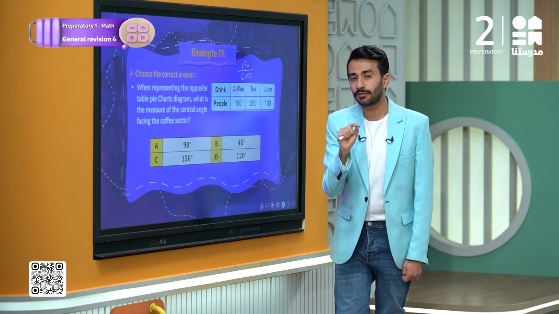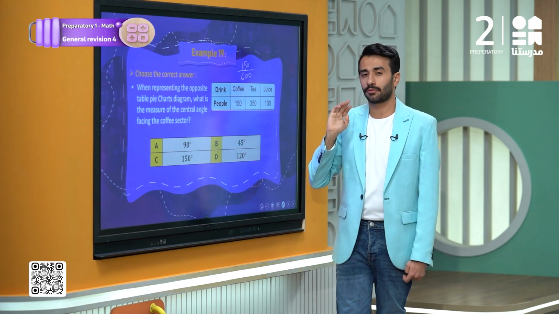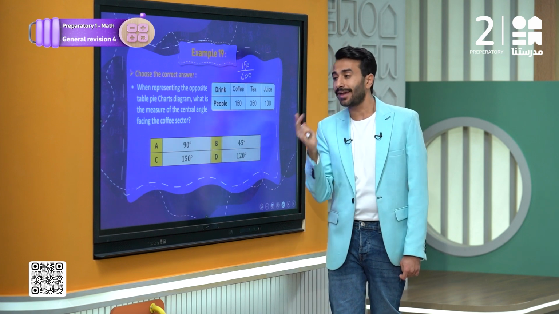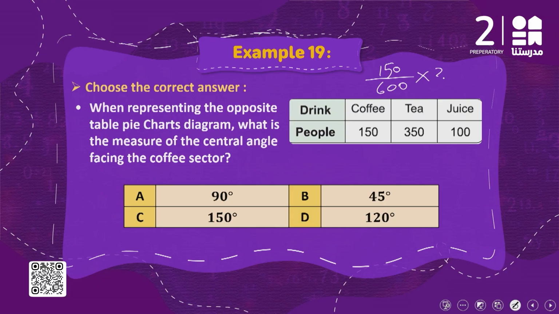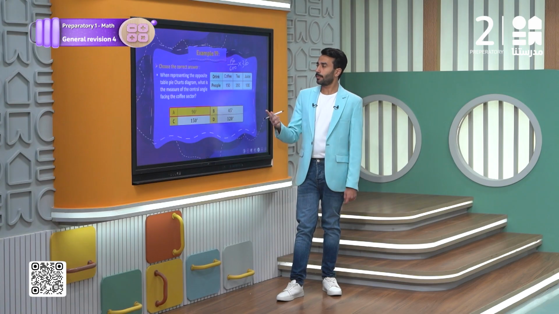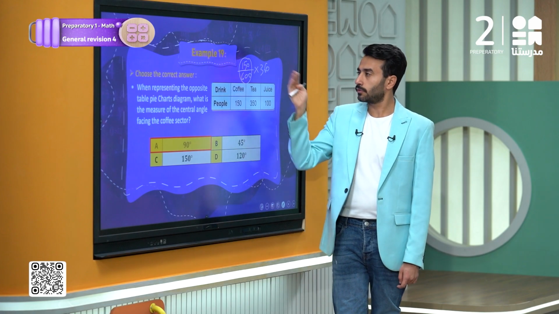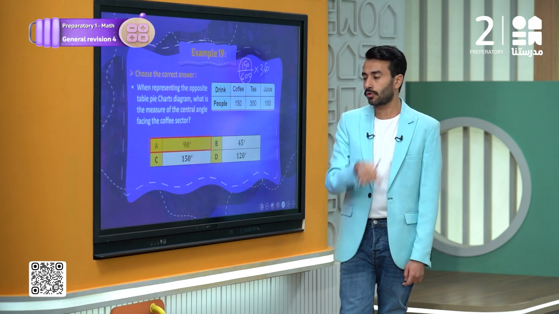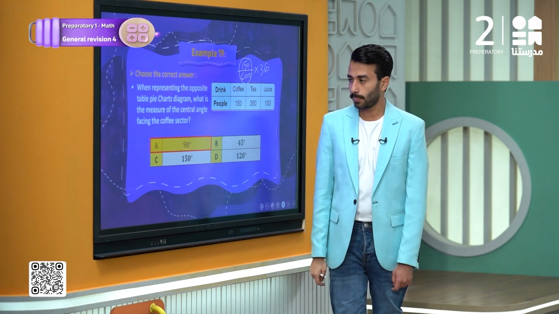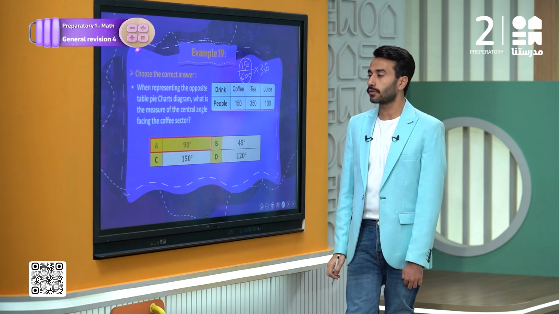If you need to know its percentage, we do times 100. If we want to know the angle, we do times 360. So take this fraction times 360 on your calculator, it will be 90. And also mentally, 150 out of 600 means a quarter. And a quarter of the 360, or a quarter of the pie chart, it will be 90 for sure. So this is the angle facing the coffee sector.